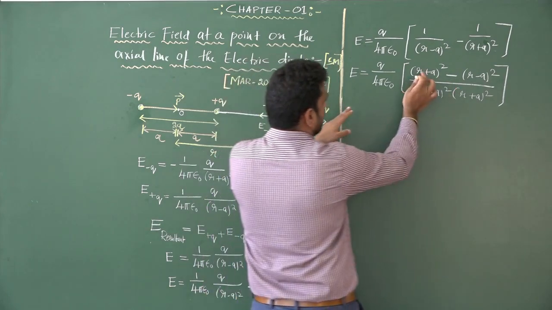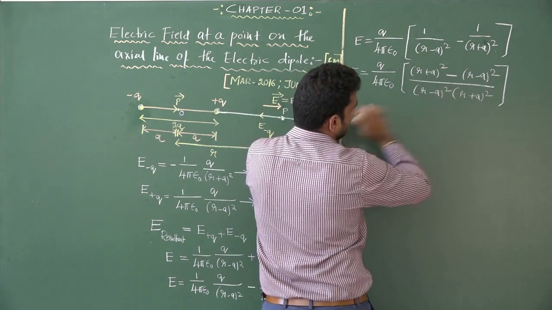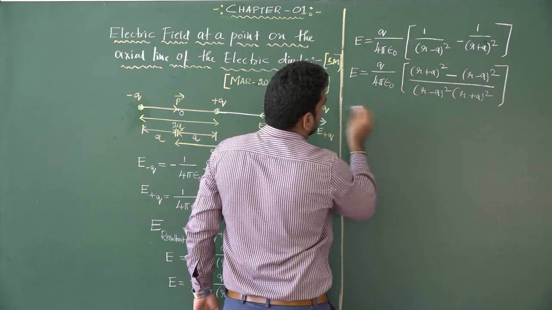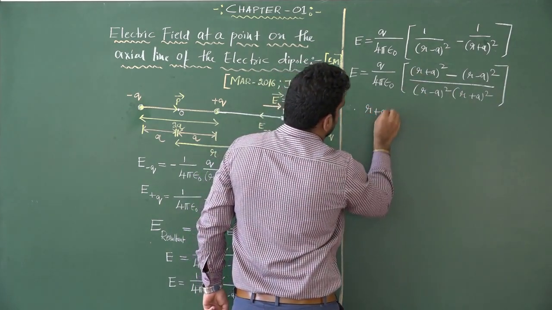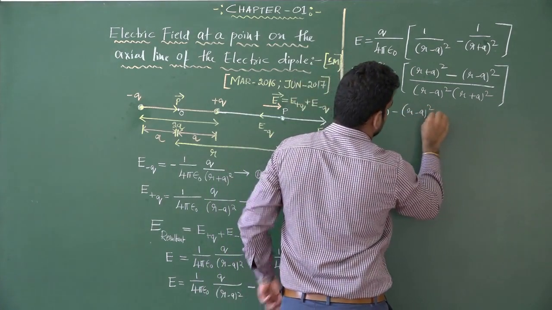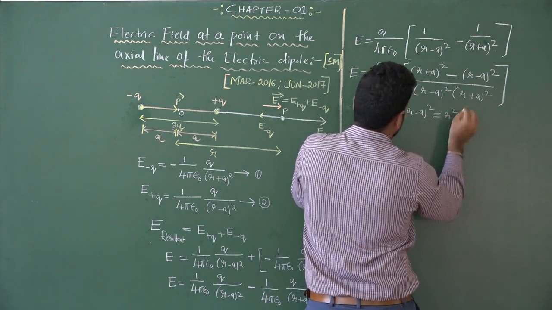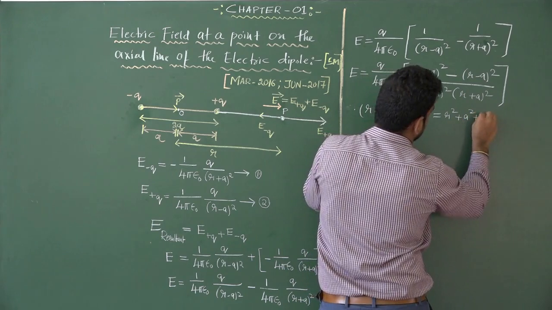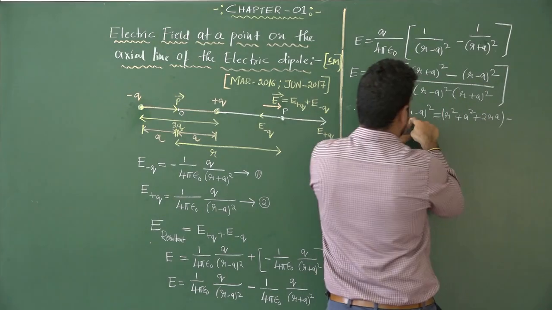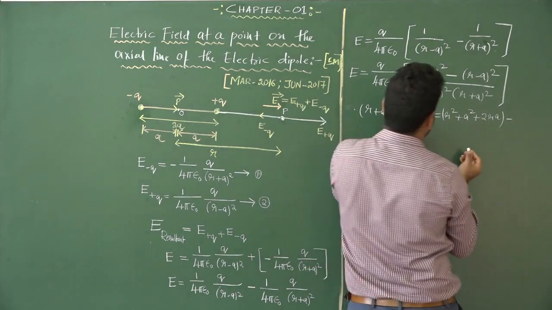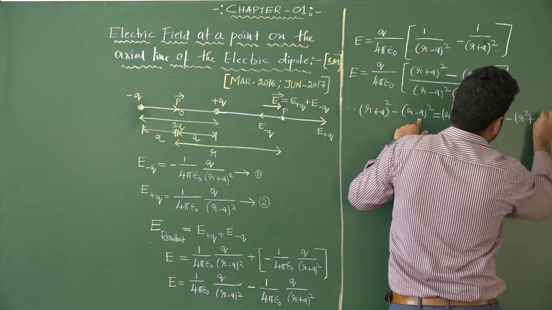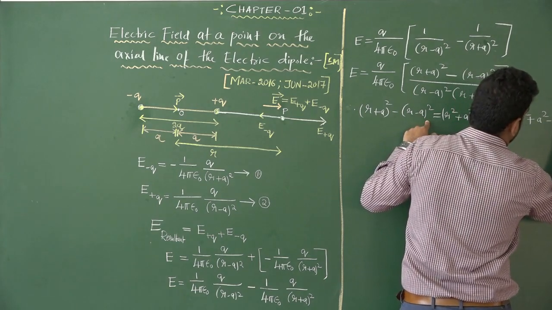So let us solve the numerator first. (a plus b) whole square, (a minus b) whole square formula. According to that formula I am writing (r plus a) whole square minus (r minus a) whole square is equal to, by the (a plus b) whole square formula, r square plus a square plus 2 r a, minus, and by the (a minus b) whole square formula, r square plus a square minus 2 into r a.